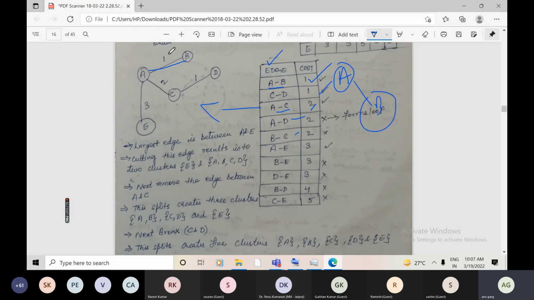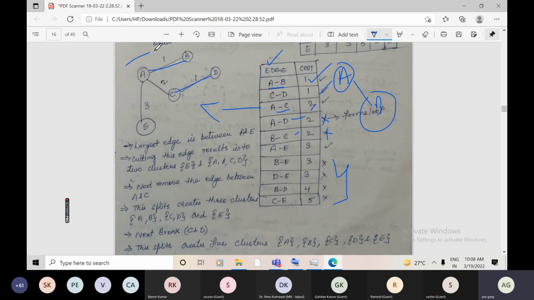A, B is one edge we have drawn, cost written. Then C, D. This one edge is drawn, cost is written. Then you have AC. AC cost is written. Then you have AD. Here AD will form a loop, hence we should not take this edge. So that's why I have crossed it here. Next BC. BC is also forming a loop, hence cross it here. Next you have AE. From AE you can draw one edge. Again, BE if you draw it forms a loop, so don't consider it. Rest all are forming loops, so we are not considering them.